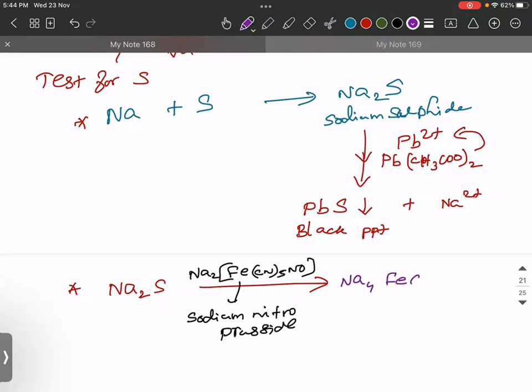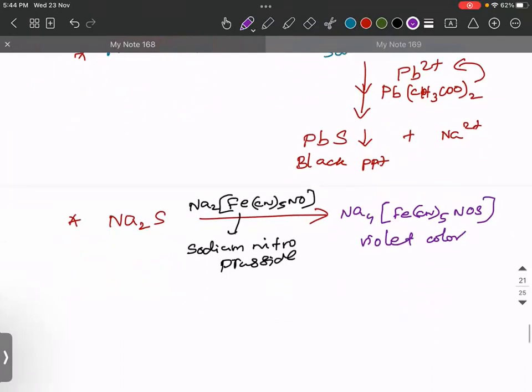Na4[Fe(CN)5NOS]. This violet color indicates the presence of sulfur. Okay. Suppose you have halogen, the test for halogen.